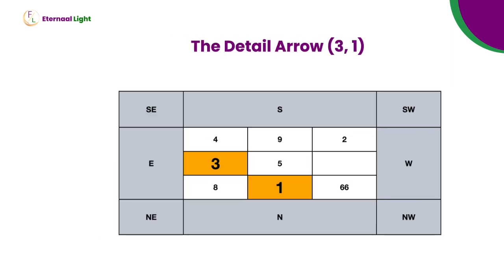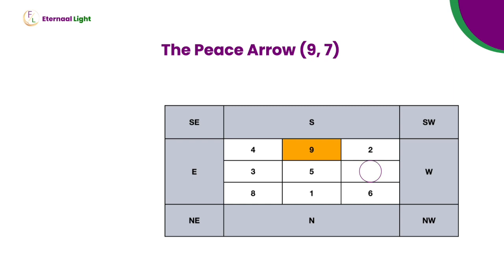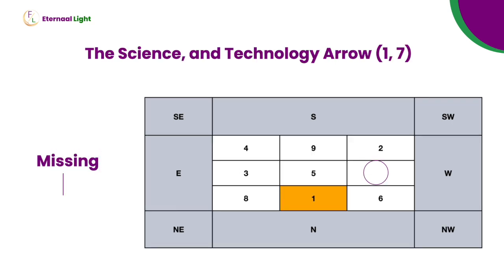She has a detail arrow. In the peace arrow, we see again 7 is missing. She has to learn how to stay peaceful. In the science arrow, we see 7 is missing. So she has to balance that arrow as well.